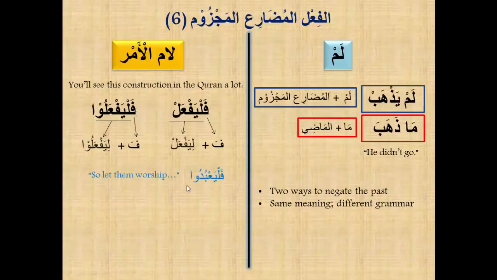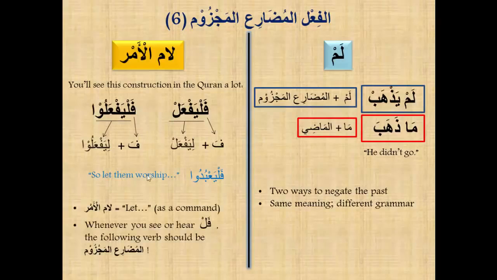An example from Surah Al-Quraysh, fal ya'budu, which means so let them worship. So lam al-amr is a command. The meaning is let. So let them worship. Or fal nadhhab, so let us go. Fal nadhhab, li nadhhab ila al-masjid, let us go to the masjid. Its function is as a command, and the verb following it must be in the majzoom case. Whenever you see or hear fal ya'budu, the following verb must be in the mudari' majzoom. So this is something to listen for in the Quran.